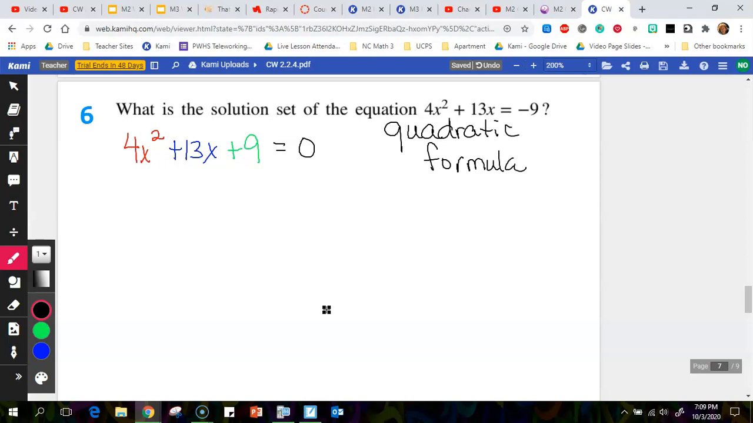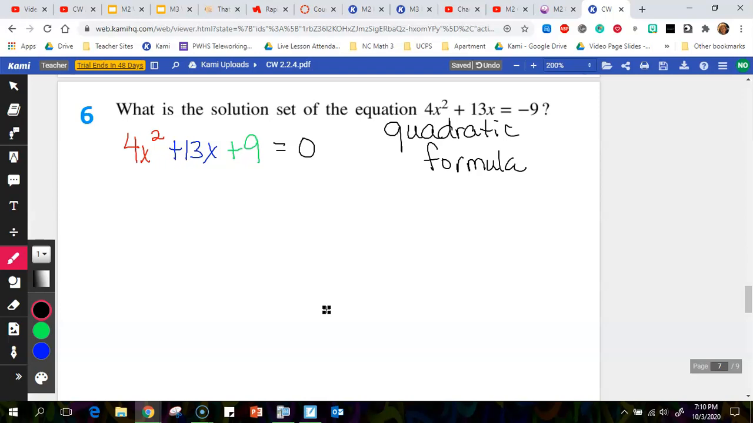There are songs that you can memorize for the quadratic formula. I don't think they work very well. I don't think little tricks in math work very well. If there's a way I remember something, I'm going to tell you what it is, but I don't like the little songs. So I'm just going to show you the quadratic formula.